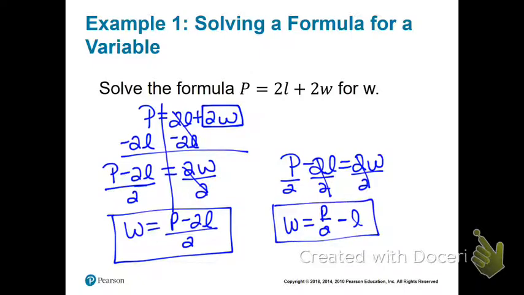Or remember, dividing by 2 is the same as multiplying by 1/2. There's a 1 there and the 2 on bottom. So we could write it as W equals 1/2 P minus L. So any of these 3 answers are correct. Just depends on which type of an answer choice you're looking for.